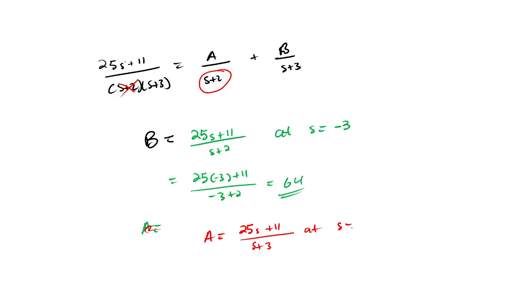At s equals what makes the denominator of A undefined, which is minus 2. Minus 2 plus 2 is going to be 0, and A over 0 is undefined. And then we substitute here 25 into negative 2 plus 11 all over negative 2 plus 3, and then we get the answer. Does it make sense? Yes, sir.